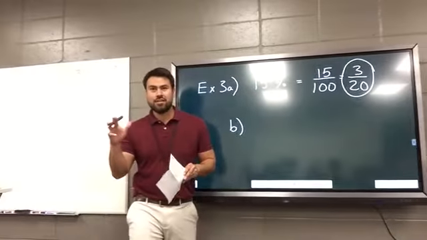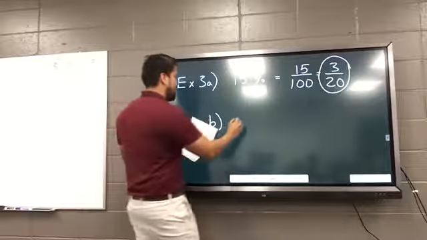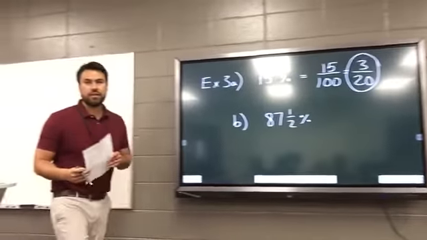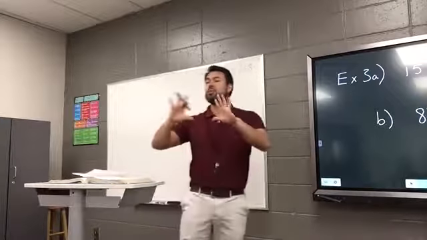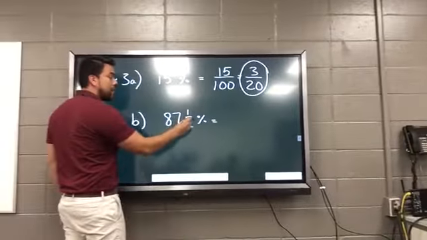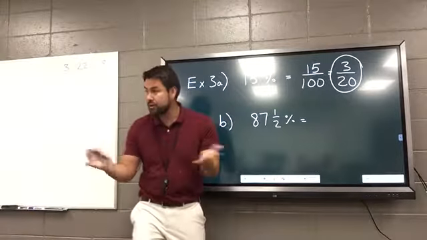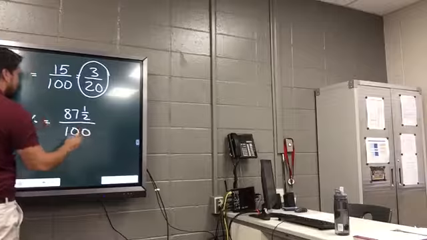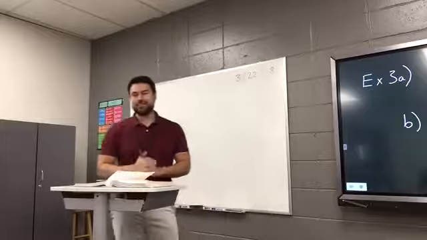Listen to me, guys. If you understand this process, you can get to the next step here. 87.5%. And you're thinking, oh man, that half just threw me off. Let's just start with what we know. Can you guys understand that 87.5% means 87.5 over 100? Can you agree with me there? So far, so good?